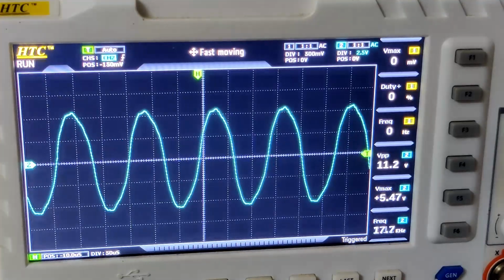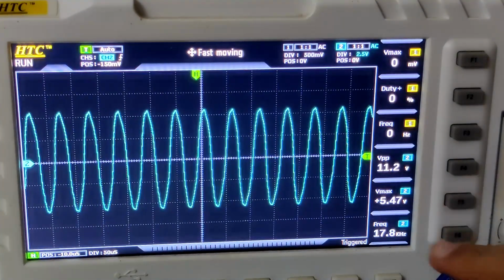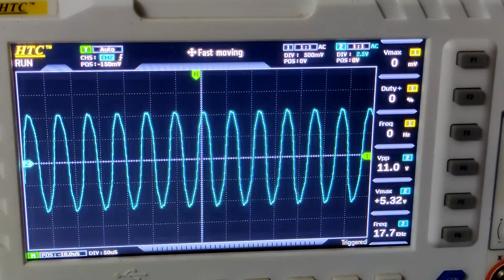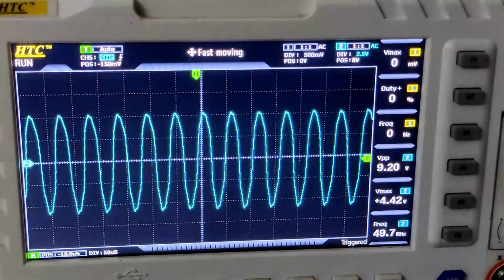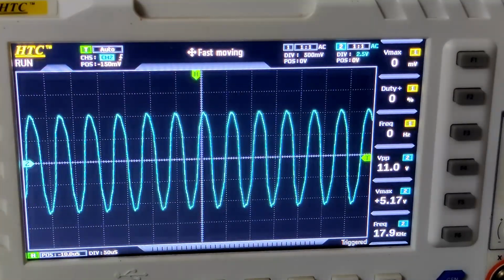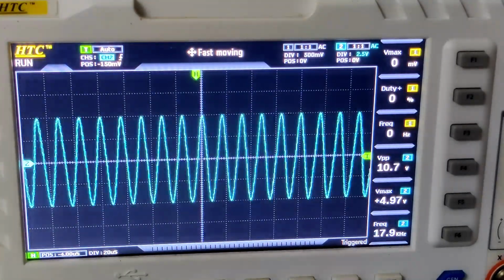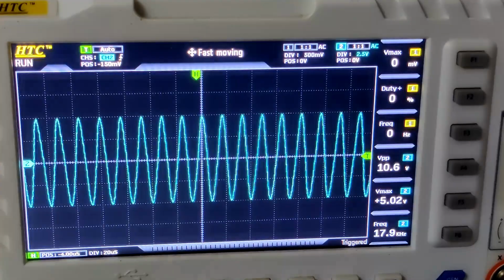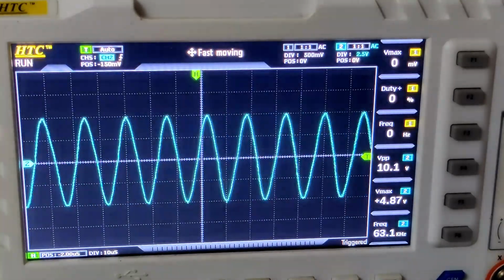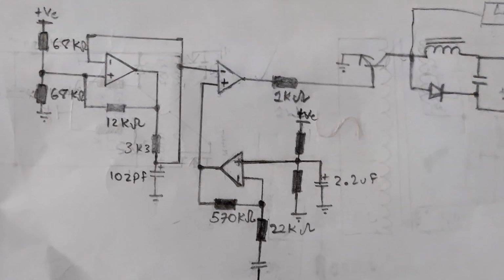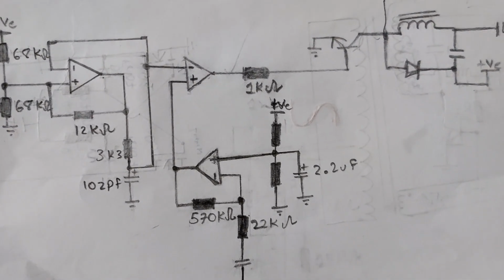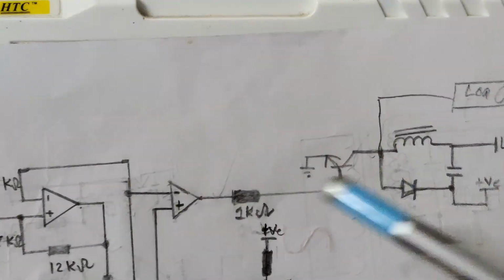It is kind of a sine wave and you can see the frequency is about 17.8 kilohertz. And if I play with the circuit, you can see the frequency rising, and when I play with the circuit you will see that the sine wave has less distortion then. See?